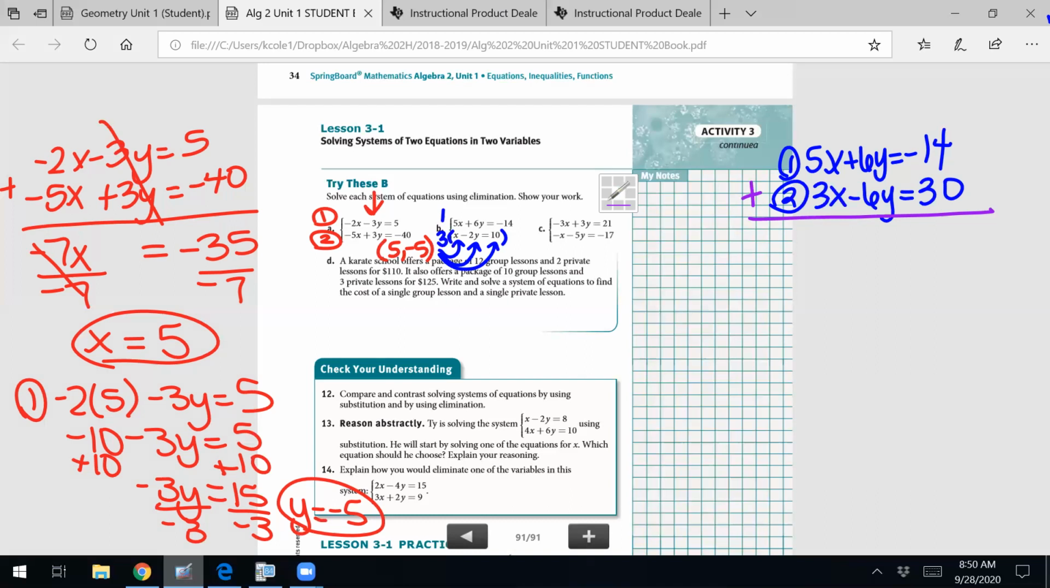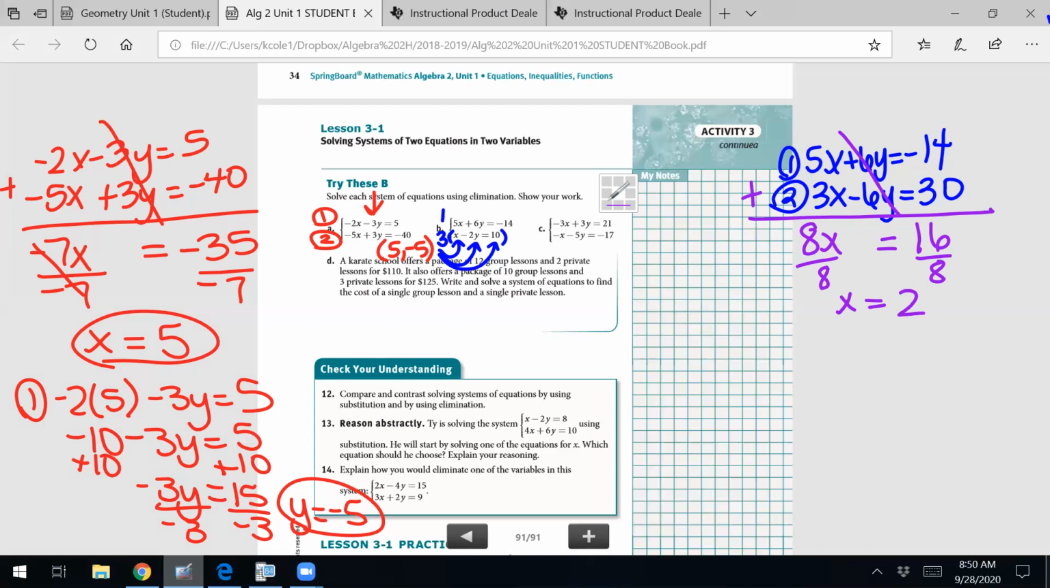What's 5x plus 3x? 8x. What's 6y and negative 6y? They eliminate. Negative 14 plus 30 is 16. Divide by 8. So x equals 2.